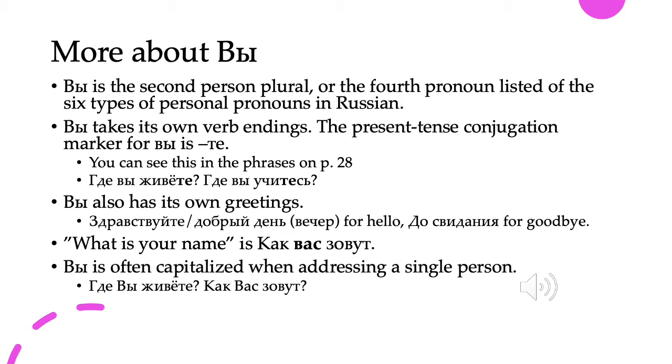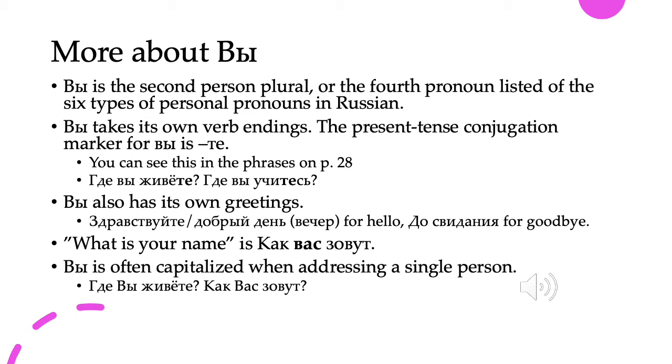And вы also takes its own verb endings. As you can see in the phrases on page 28, the present tense conjugation marker for вы is те. So, for example, we say, где вы живёте? Where do you live? Где вы учитесь? Where do you go to school?